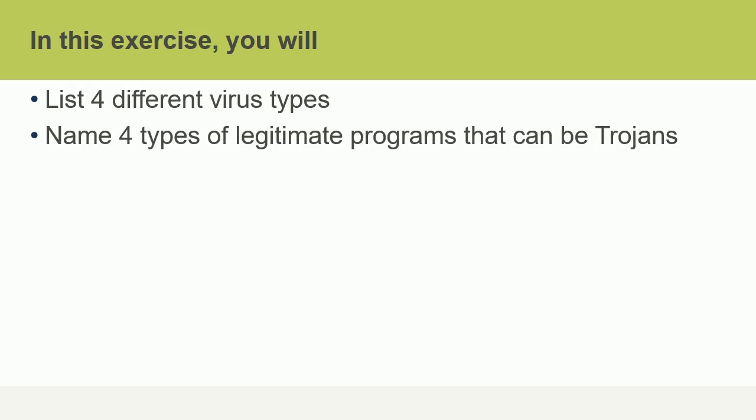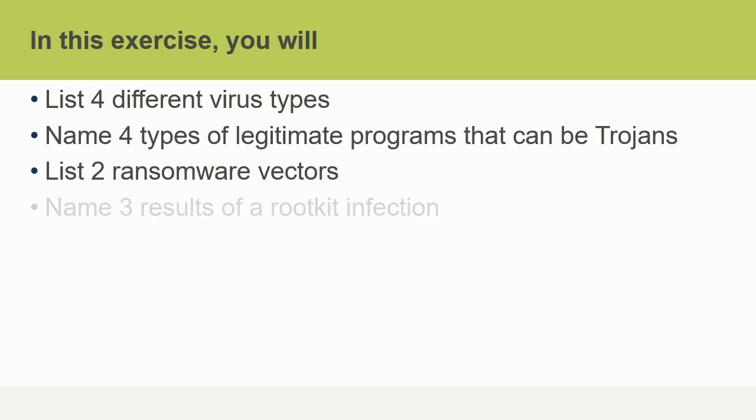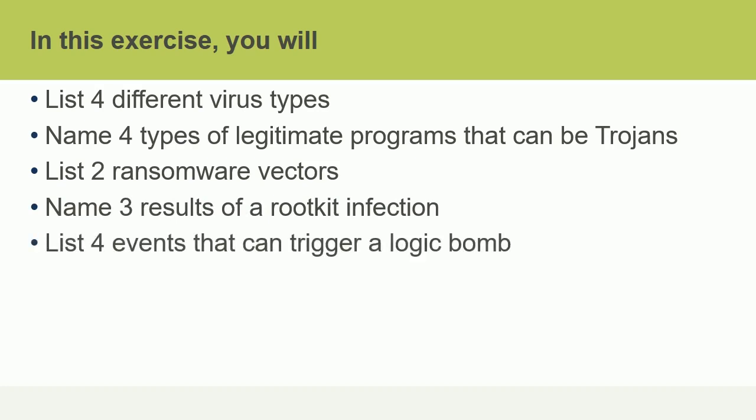In this exercise, I'm going to have you perform 5 different tasks. What I'd like you to do is document the task either on a piece of paper or in a word processor, and then pause your video, go get the answers, and then come back and we'll compare our answers to each other. First of all, I want you to list 4 different virus types. Then, name 4 types of legitimate programs that can be Trojans. Next, list 2 ransomware vectors. Then, name 3 results of a rootkit infection. And finally, list 4 events that can trigger a logic bomb. Pause the video and perform the exercise.